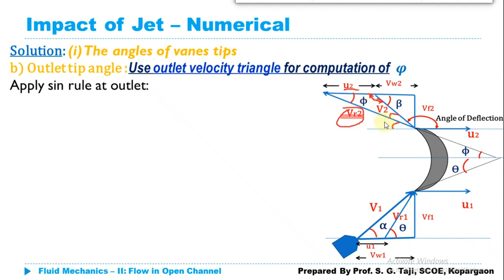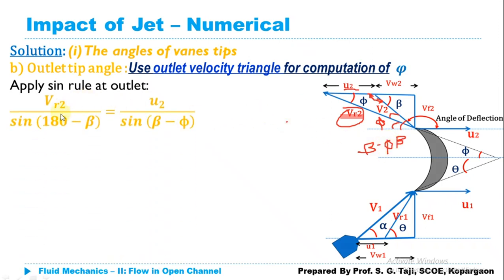If this is phi here, then phi will be the same here, and this whole angle will be beta. So the angle inside, between those two, can be calculated as beta minus phi. So I am simply going to apply the sine rule here: VR2 divided by sine of (180 minus beta) is equal to u2 divided by the opposite angle, sine of (beta minus phi). Now what do we need to calculate here? We need to calculate phi, and for that we need all the other unknowns in this equation. Beta we already have, phi we need to calculate, u2 is already given in the numerical. What we don't have is VR2, so we need to compute VR2 here.